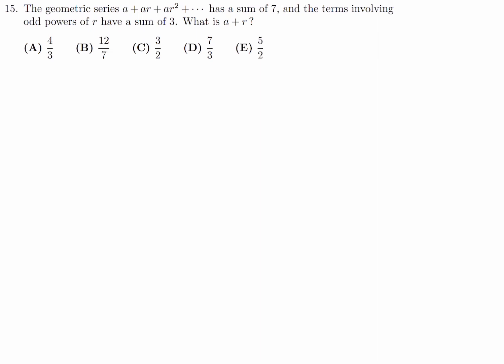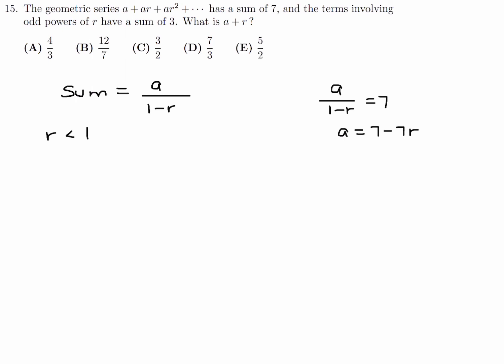In an infinite geometric series, which is what this is, it keeps on going forever, the sum is equal to a over 1 minus r. So it's a cool little formula. But this is only true if r is less than 1, because if r is greater than 1, obviously we're going to get a negative answer, and that wouldn't make any sense. So that's the first one. And they tell you that it's equal to 7. So that's our first equation: a over 1 minus r is equal to 7. So a equals 7 minus 7r.